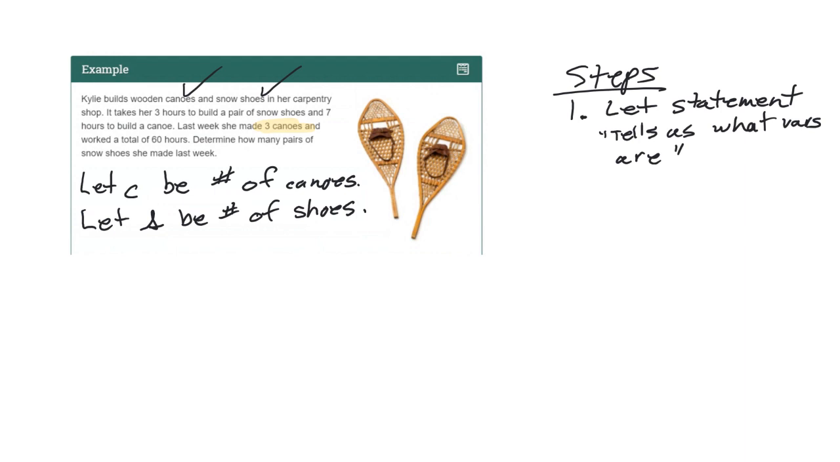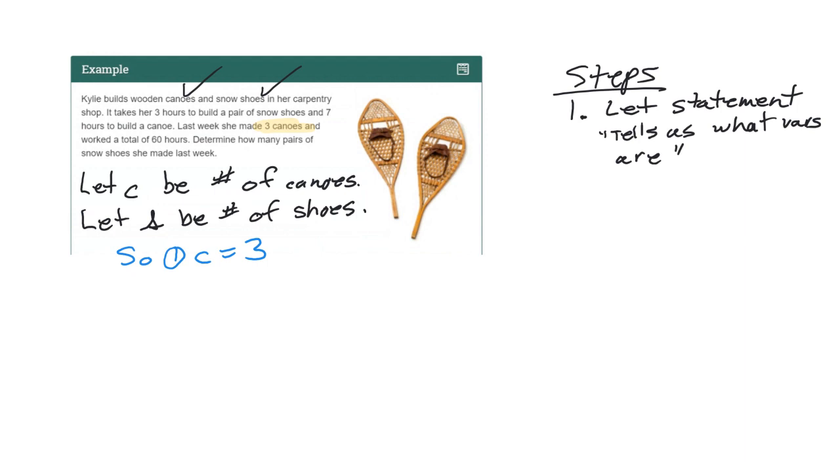So I can say the following. C is equal to 3. So that's the number of canoes. We can say that C is the number of canoes. So C is equal to 3. Boom, that's good. So now let's call that equation number 1.